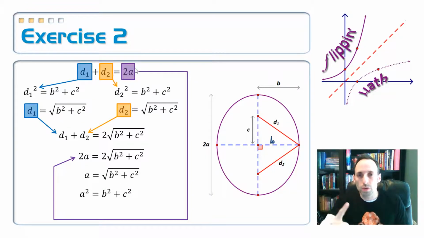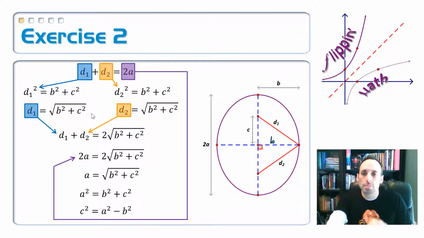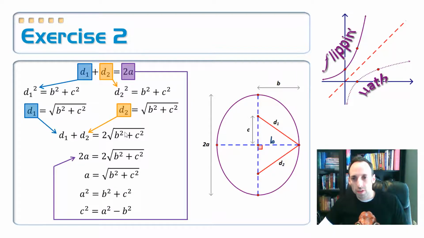And then I take one more step. I usually have c by itself. So what I'm going to do is I'm going to subtract the b squared over here. And this is what it looks like. C squared is equal to a squared minus b squared. It almost sounds like the Pythagorean theorem, right? But instead of having a plus right here, it has a minus.